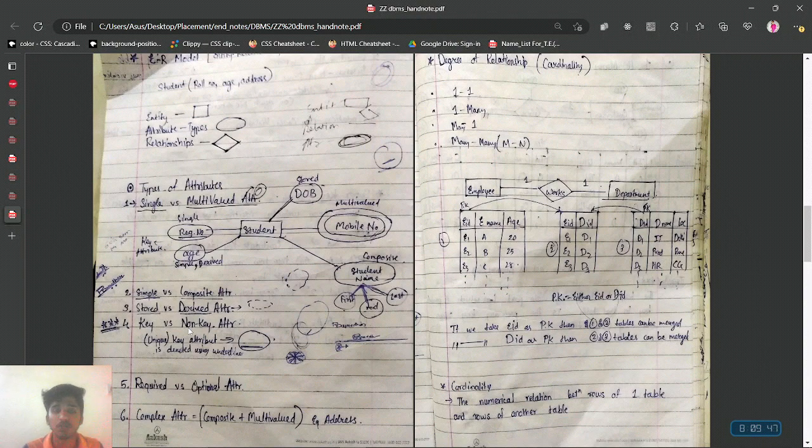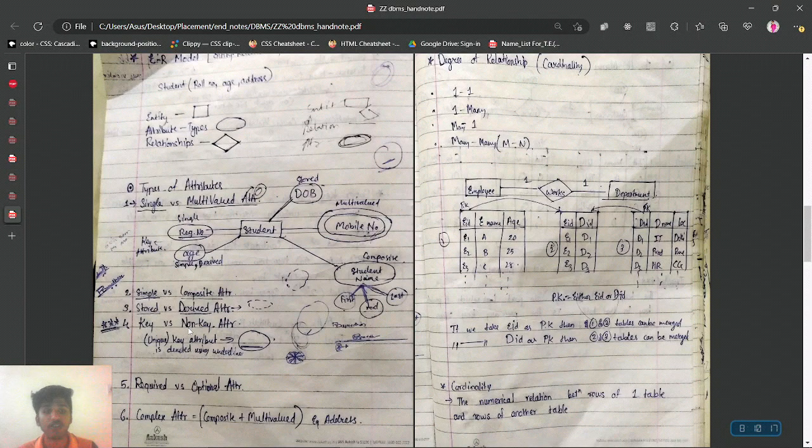Now second is simple versus composite. Simple can be considered as age. It is simple, it is not composite. It is not a combination of more than one attribute. Okay, multi-valued attribute, sorry, I forgot to mention. A multi-valued attribute is mobile number, as mobile numbers vary from person to person, and one person can have multiple mobile numbers. And student name can be considered as a composite attribute.